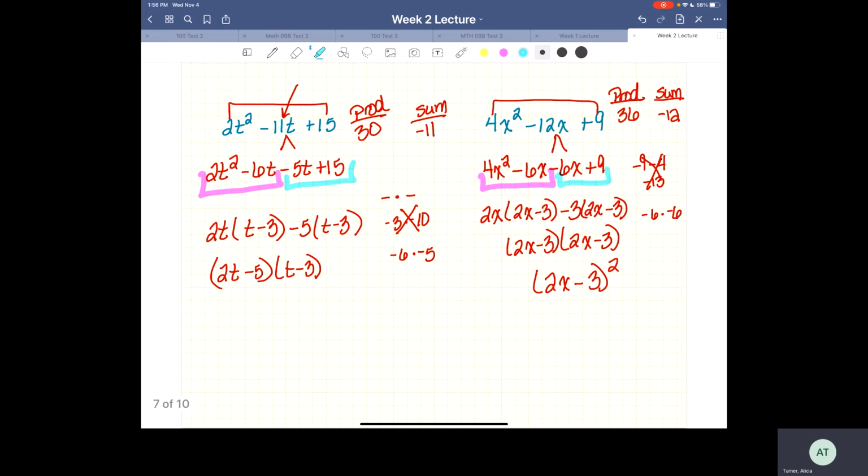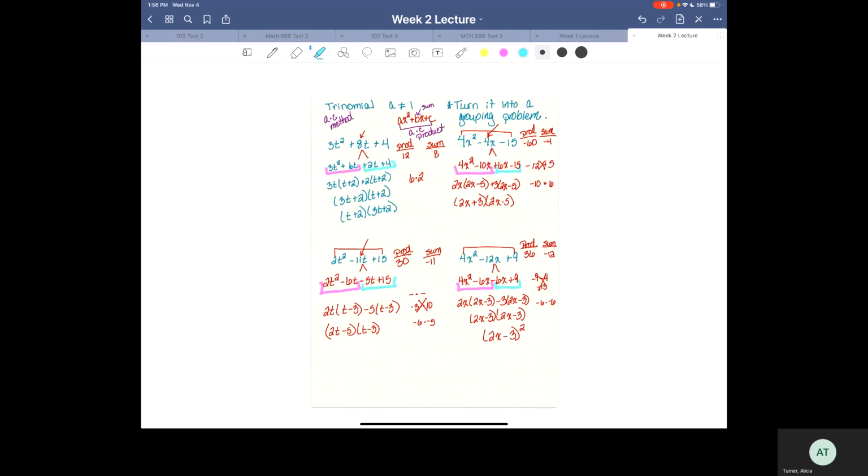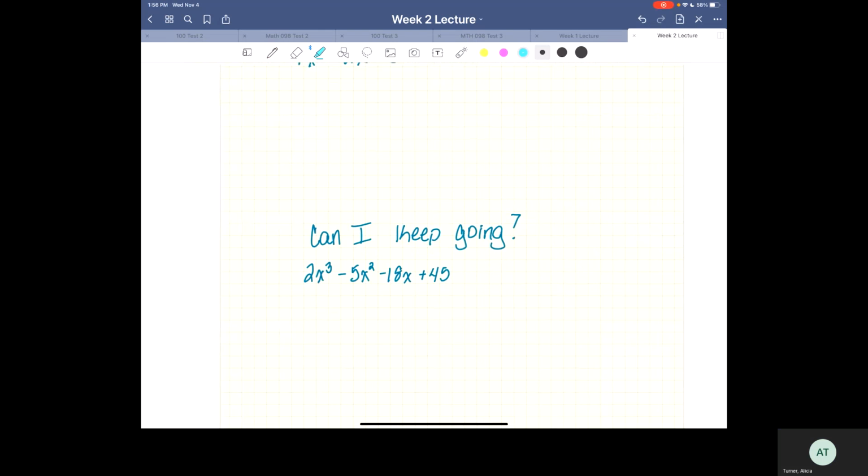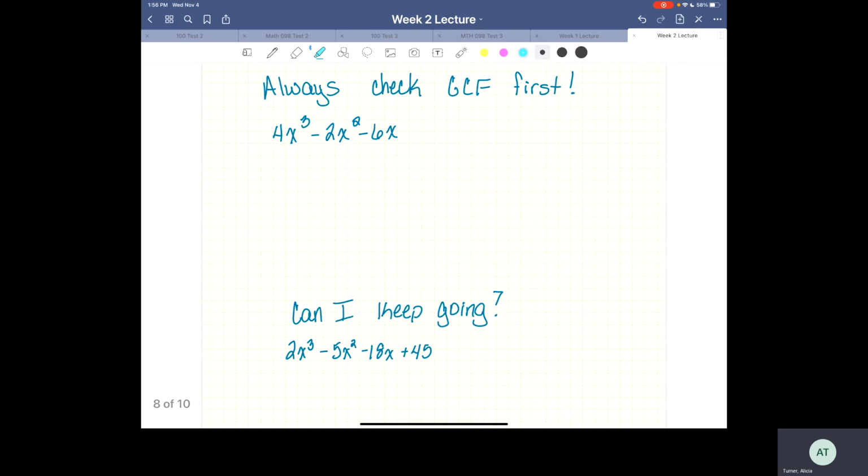Now, I'm almost done. So these are 2 things that sometimes we miss. Here I've got 4x to the third minus 2x squared minus 6x. If you will notice, this is a trinomial, and so we might get in there and start doing 4 times negative 6 and trying to find out how to split this. But I want you to realize there's a 2 in every one of these, and there's an x in every one of these.